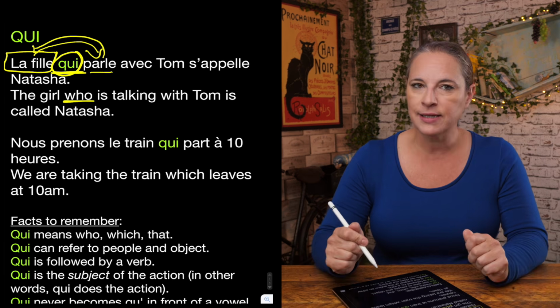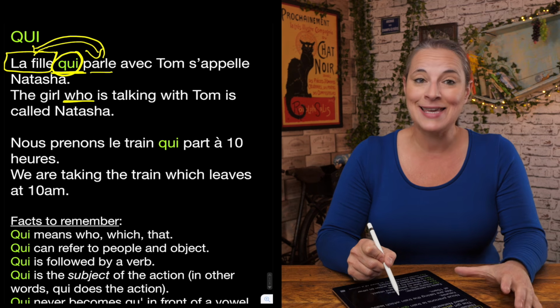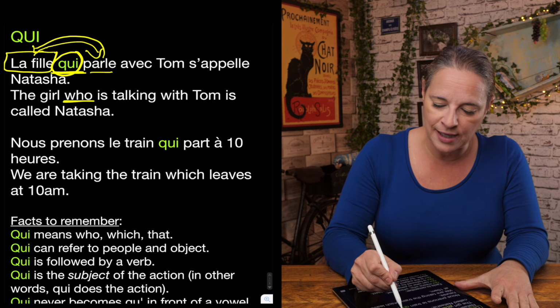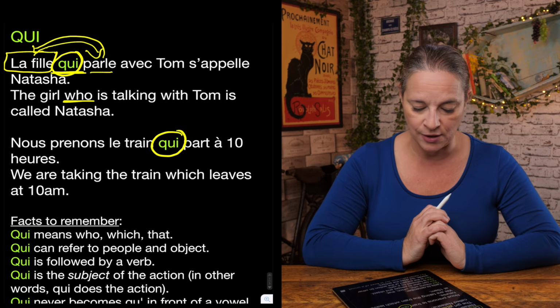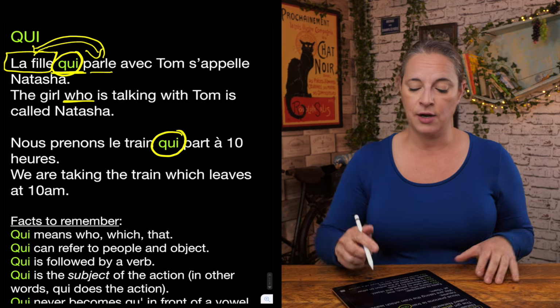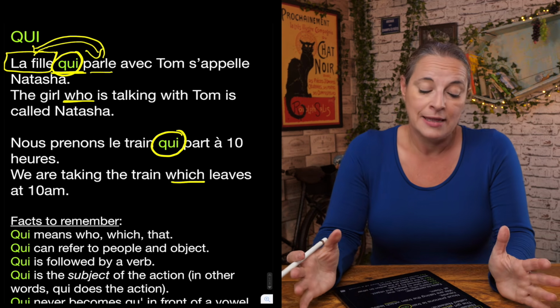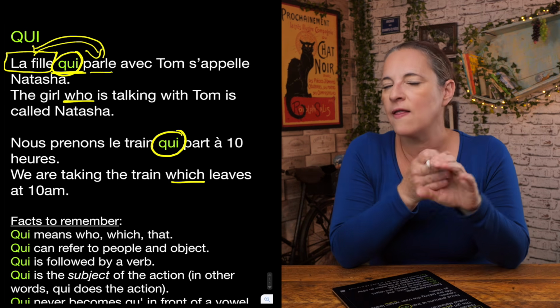Okay? Have a look at this example. Nous prenons le train qui part à 10 heures. Nous prenons le train, and here's qui again, qui part à 10 heures. We are taking the train which leaves at 10 a.m. Okay? Now remember that qui can be translated as who or which or that.